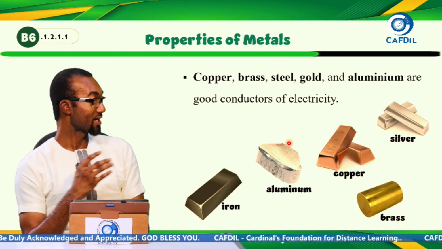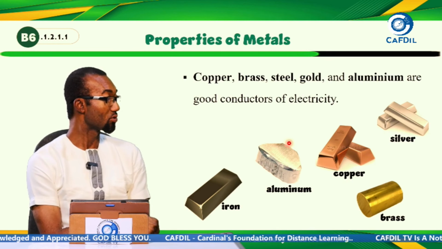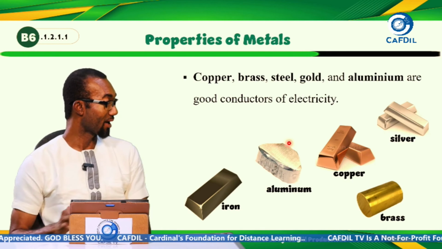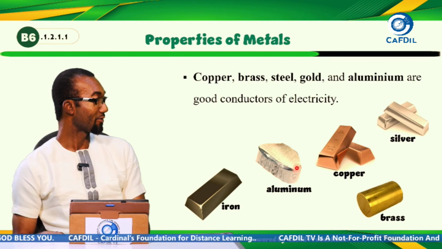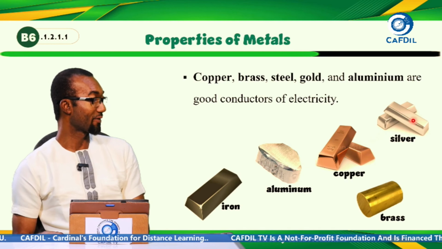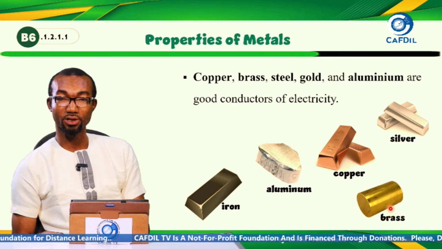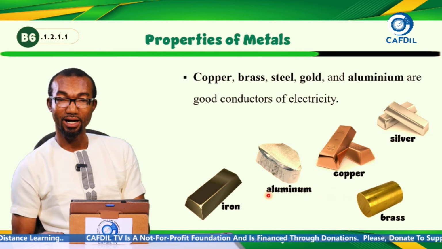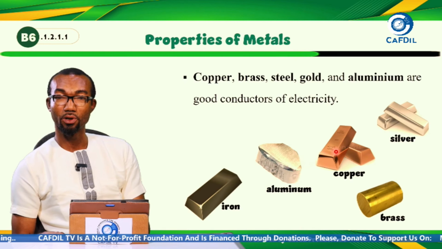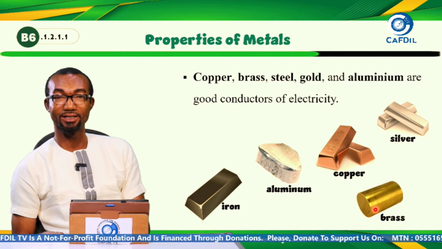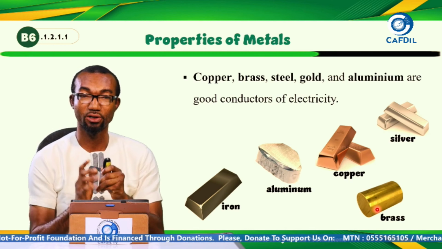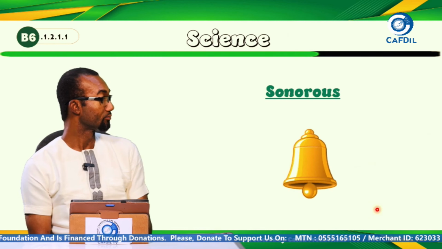Good. For examples of metals that are good conductors of electricity, we have iron, we have aluminium, we have copper, we have silver, we have brass. They are all good conductors of electricity. Iron, aluminium, copper, silver, and then brass. They are all good conductors of electricity.